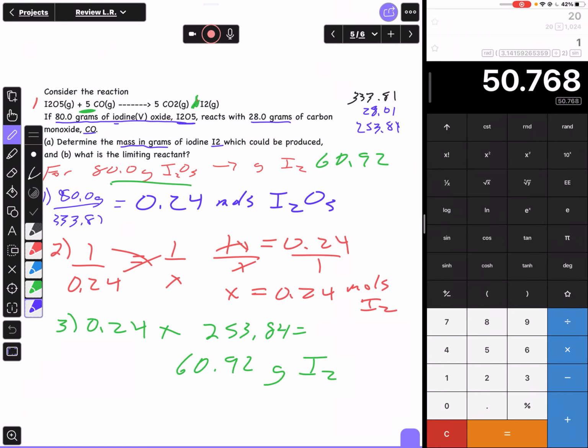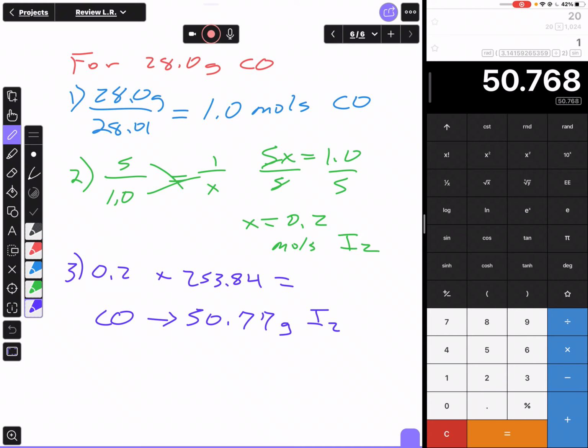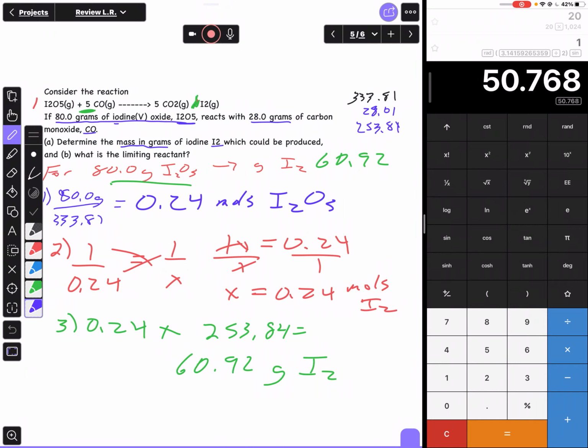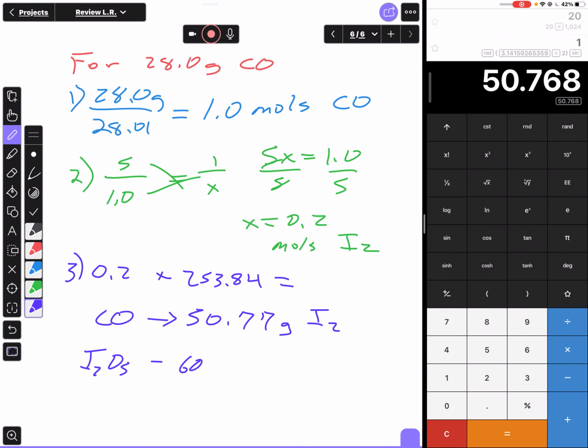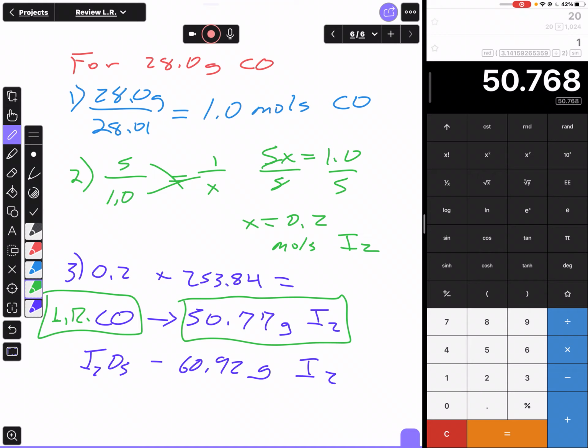When I used I2O5, I got 60.92 grams of I2. So what's the correct answer? Well, we said when the limiting reactant runs out, the lowest amount is going to be the amount of product that's actually produced. So the correct answer between the lower amounts, 50.77, that would be the correct amount of I2 produced. My limiting reactant would be the reactant that produced that amount. So my limiting reactant is CO, carbon monoxide.